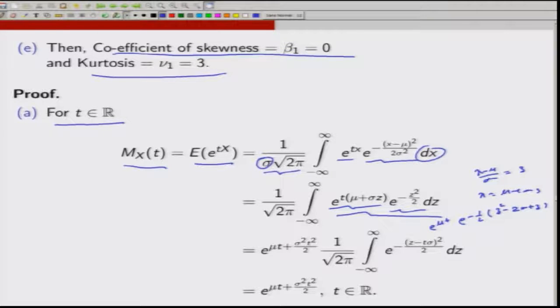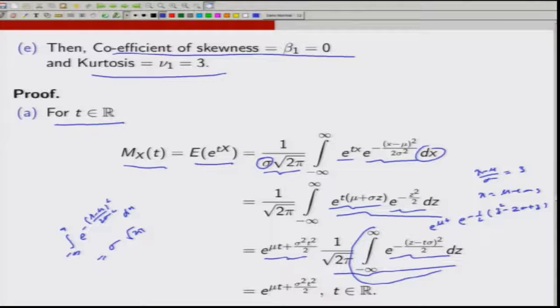So I have to make it a perfect square, so I have to add and subtract sigma square t square. So when I subtract it, it becomes e to power sigma square t square by 2 over here, and then it becomes a perfect square. But I know that the integral from minus infinity to infinity of e to power minus (x minus mu) whole square by 2 sigma square dx is always sigma root 2 pi. So that is why this integral, in the presence of sigma, this is 1, so this is the same as root 2 pi. So root 2 pi gets cancelled. So M_X(t) turns out to be this, and this exists for any t belonging to R.